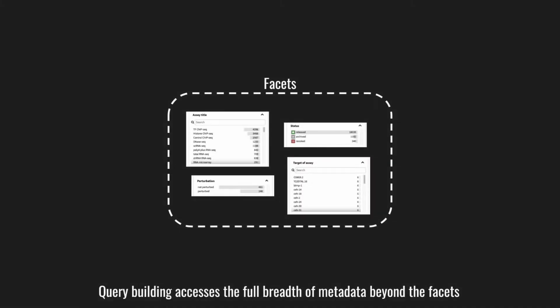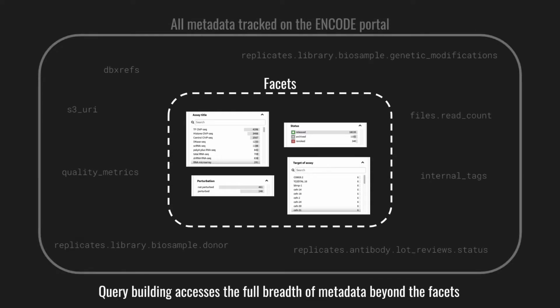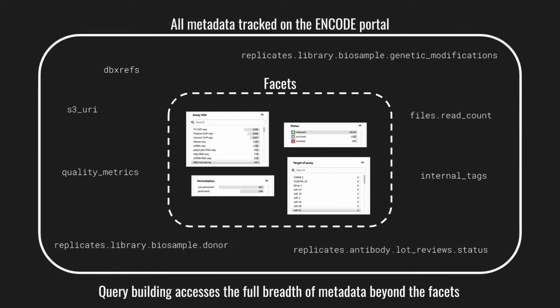However, users can also type out queries to fit their needs without using the facets. This allows users to access the full breadth of metadata tracked on the ENCODE portal without being restricted to only the metadata properties shown in the default facets.